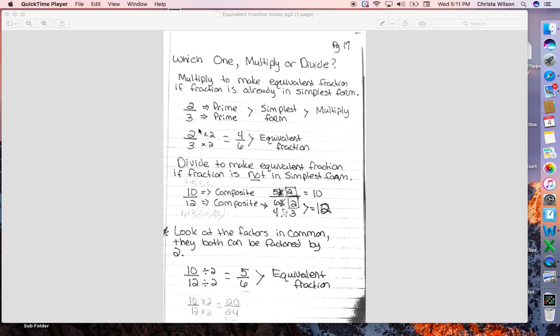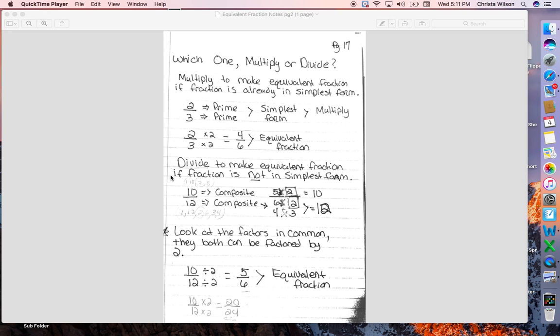So we're going to take 2/3, and to create an equivalent fraction, we're going to multiply both the top and the bottom by 2. Remember, whatever you do to the top, you do to the bottom. And that creates the equivalent fraction of 4/6. Okay? So you multiply to create an equivalent fraction when it's in your simplest form. Okay? When it's a prime.